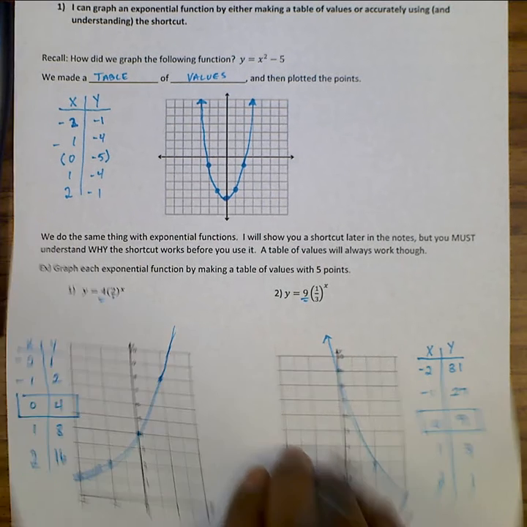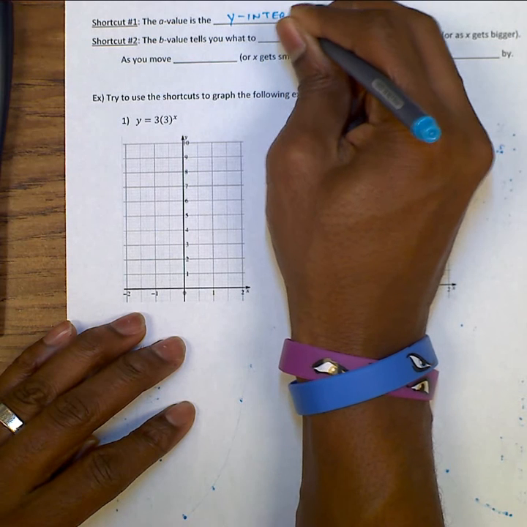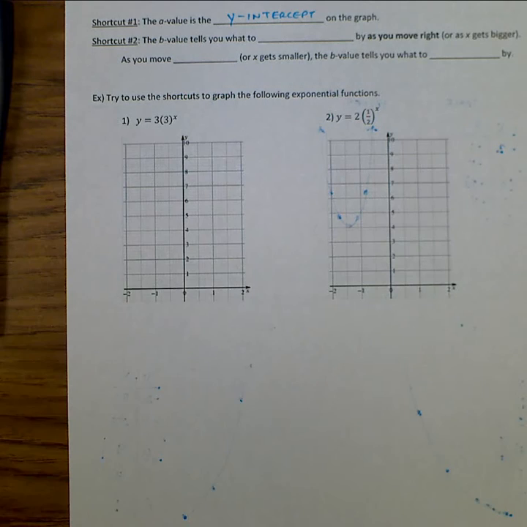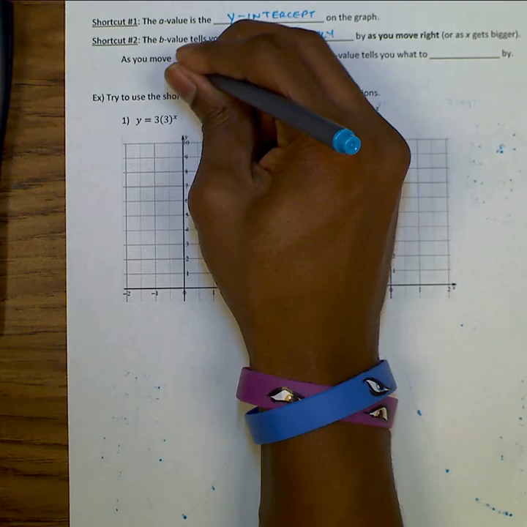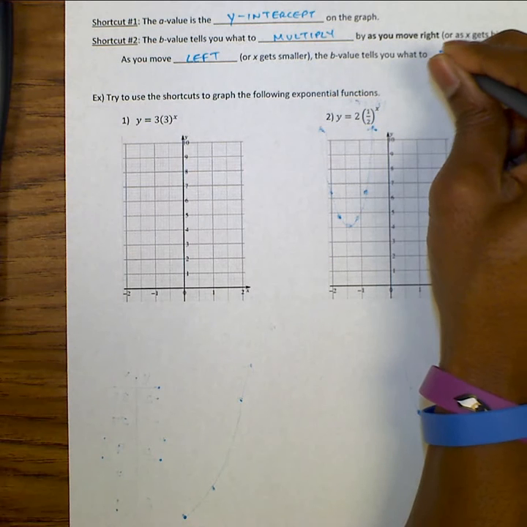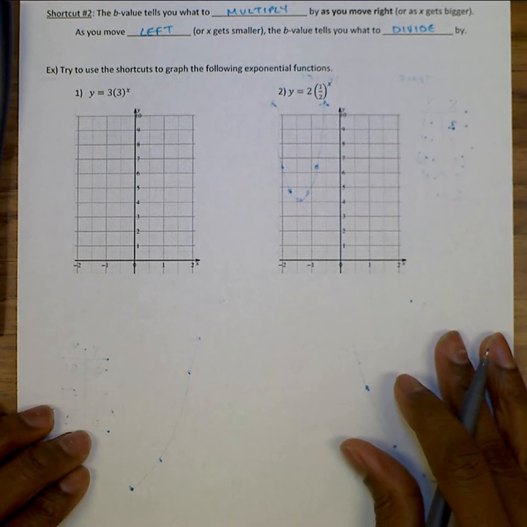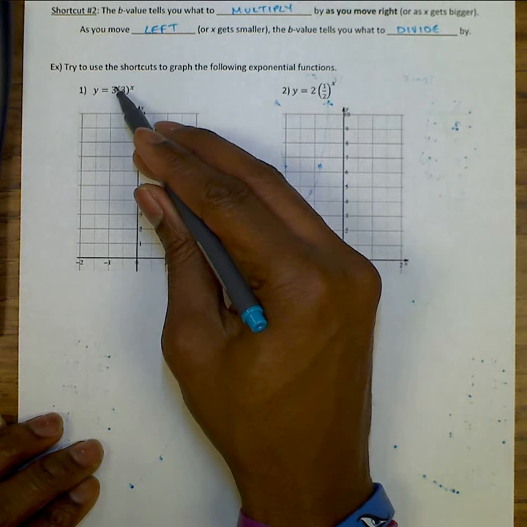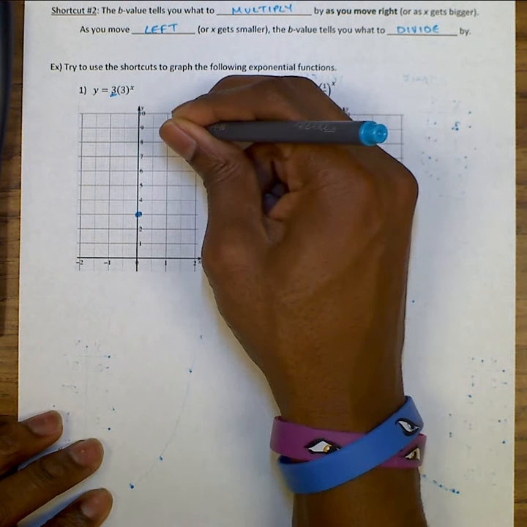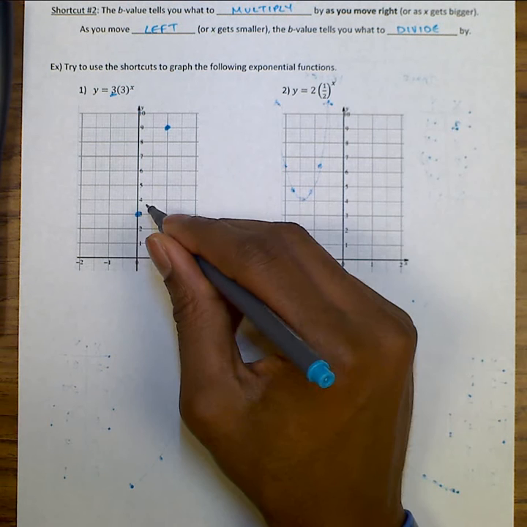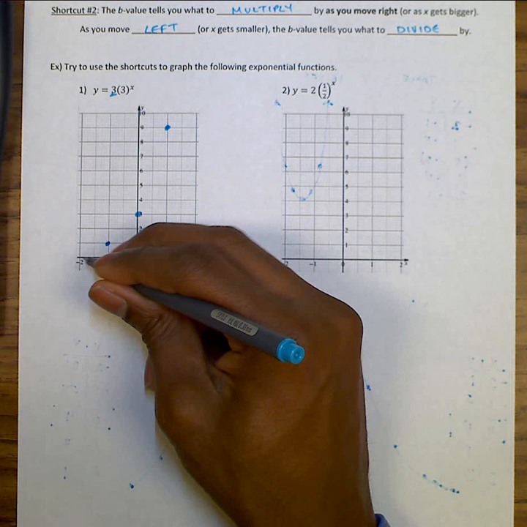That's our shortcut. Okay, so the A value is the y-intercept. The B value tells you what to multiply by as you move to the right. As you move left, it tells you what to divide by. So here for these problems, our A value is 3, so it tells us to start at 3. And then it says multiply by 3 as you move to the right. So I move over to the right 1, gives me 9. As I move over to the left, it tells me what to divide by. And so there's my factor. Divide by 1/3 would be here.